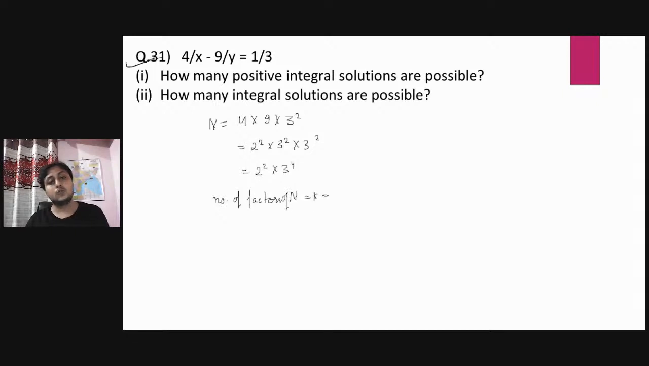let's say k equals to what? 2 power 2, 2 plus 1 is 3, 3 power 4, 4 plus 1 is 5, 15. There are 15 factors of n, right? So for this one, how many integral solutions? So easy. 2 into 15 minus 1, 30 means 29. 29 is the answer of this second one, right?